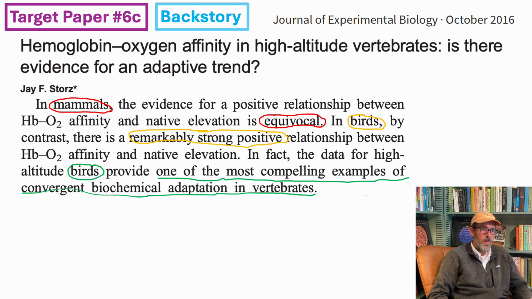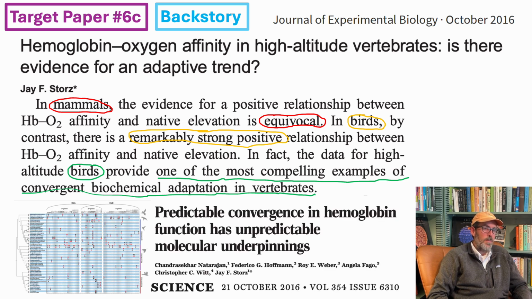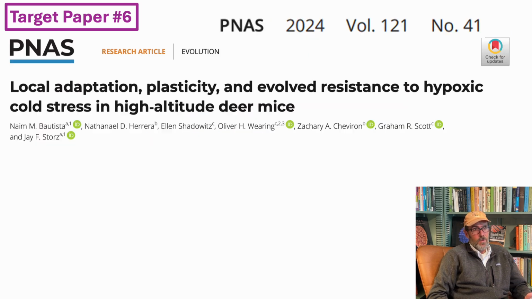Pretty compelling story in birds. Remember, that came from this paper back in 2016. This is a review paper that was published in the same month, October 2016, as the cool science paper that we already studied. But this is all leading up to this new paper that was just published in 2024, last year. And this title, again, is Local Adaptation, Plasticity, and Evolved Resistance to Hypoxic Cold Stress in High Altitude Deer Mice. And again, that's published 2024.